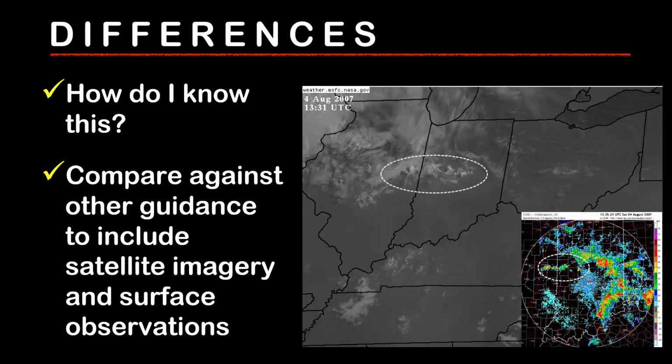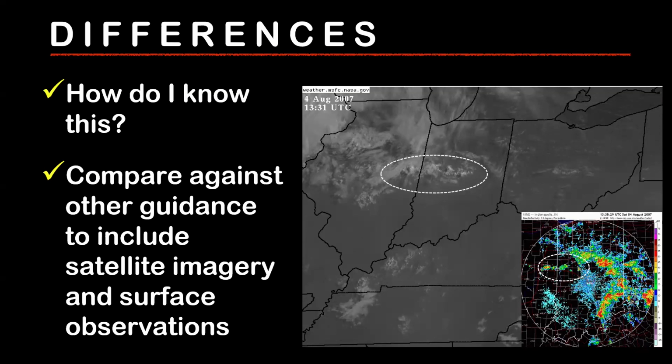So ultimately, you can see here that the visible satellite image gives you a good indication that where you see the white puffy clouds in the dashed white circle, that's a really good indication that's where the clouds are and that's where the precipitation is.